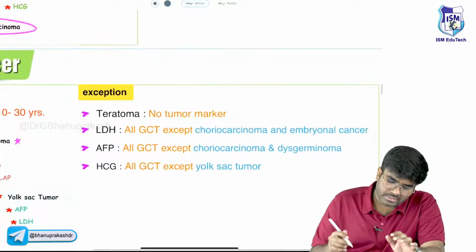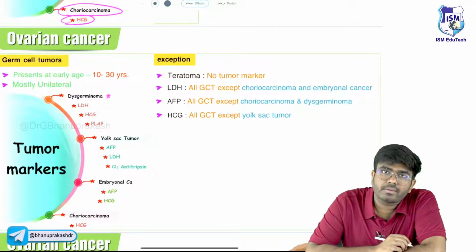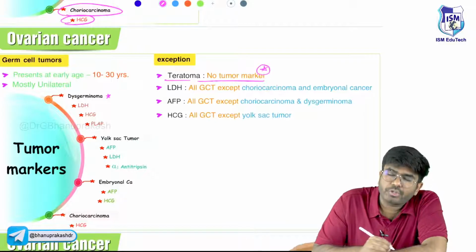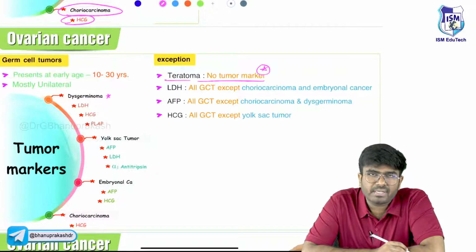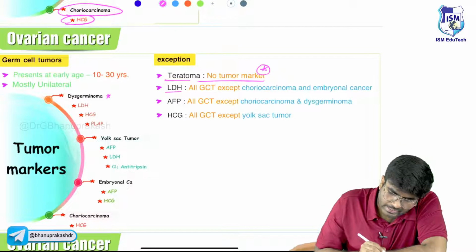Look here. Teratoma: have I mentioned teratoma over here? No. So teratoma has no tumor marker, sir. Teratoma, dermoid cyst I will discuss, but teratoma doesn't have any tumor marker. Lactate dehydrogenase, see, lactate dehydrogenase here.